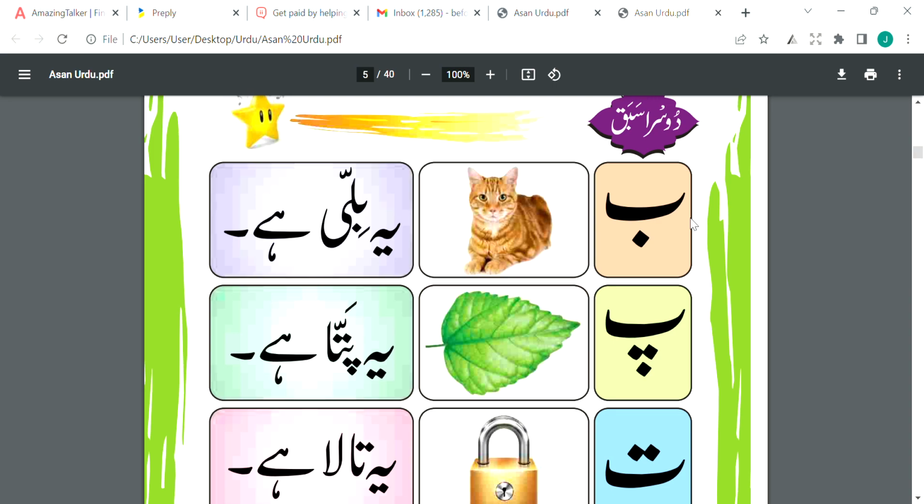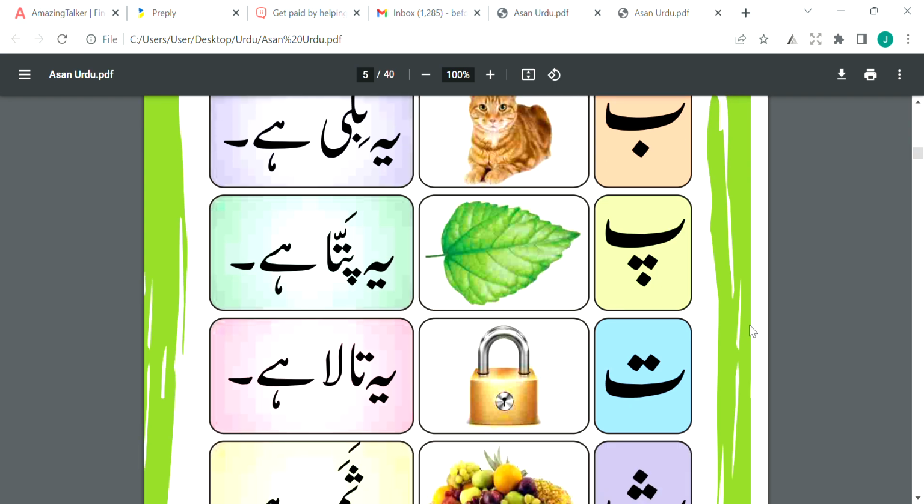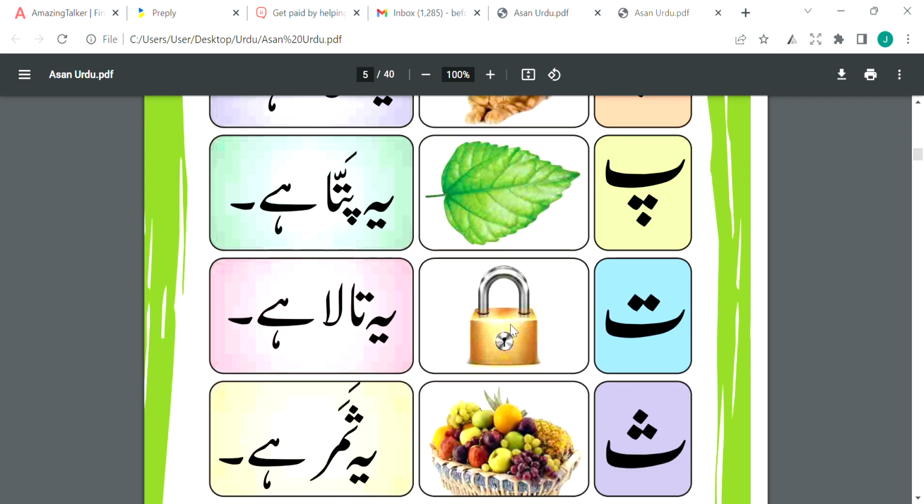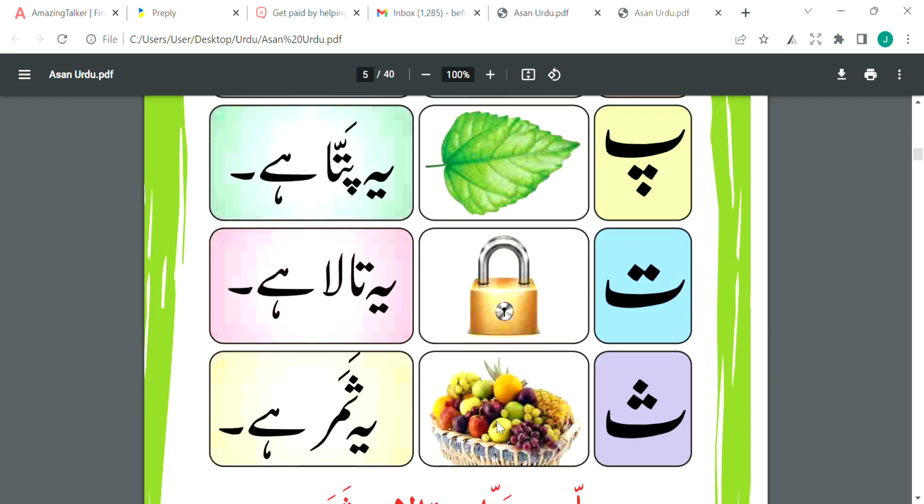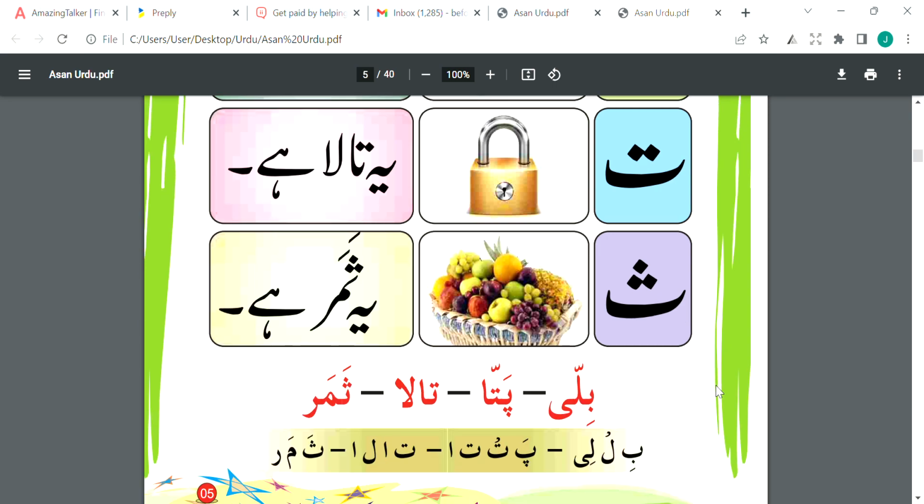A leaf is called a patta. Leaf is called a patta. Starts with pe. Then we have a lock. A lock is called tala. Tala. And lastly, we have a fruit basket. So the fruit is called samar. With the say, samar. So let's now look at how these words are put together.